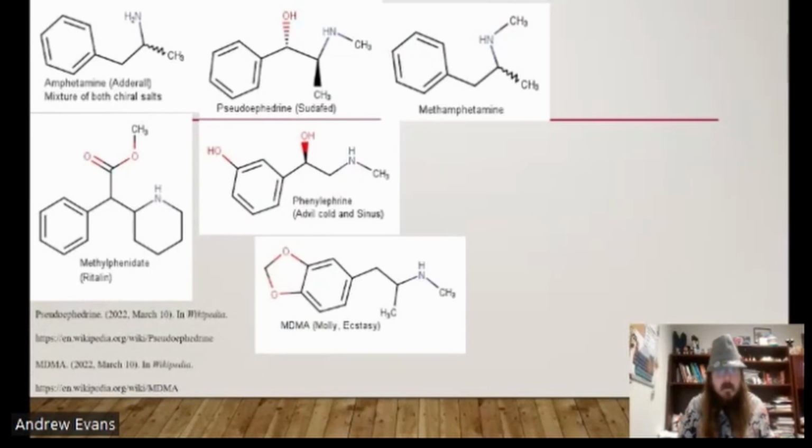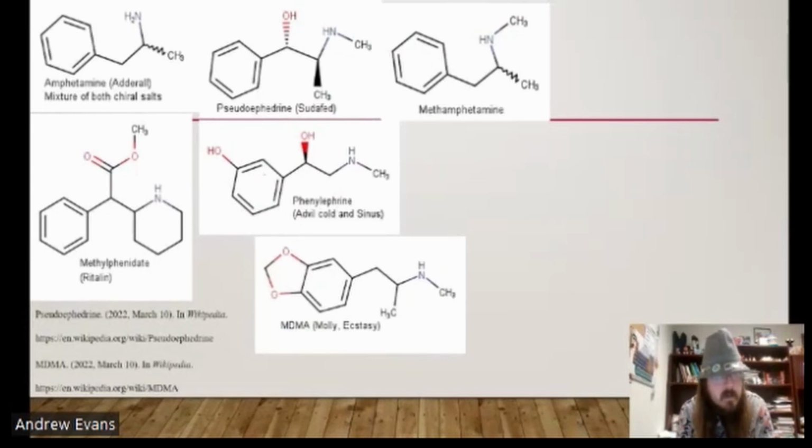Note, it has a new phenol group, this alcohol attached to the benzene ring, and it's missing the methyl. It's an ethyl group instead of a propyl group. It's a 2-carbon chain instead of a 3-carbon chain. Now, you may think, oh, that's really easy to change. Like, it's not really, at least not in a drug lab.